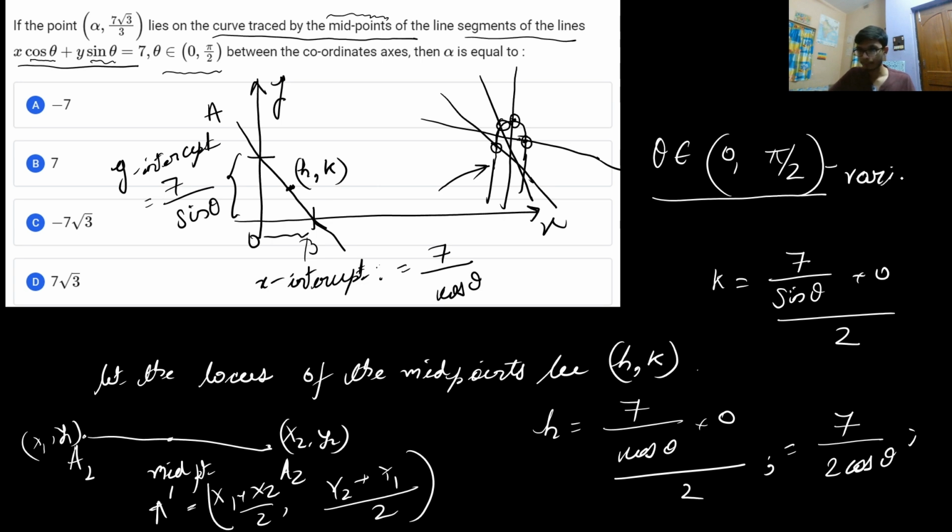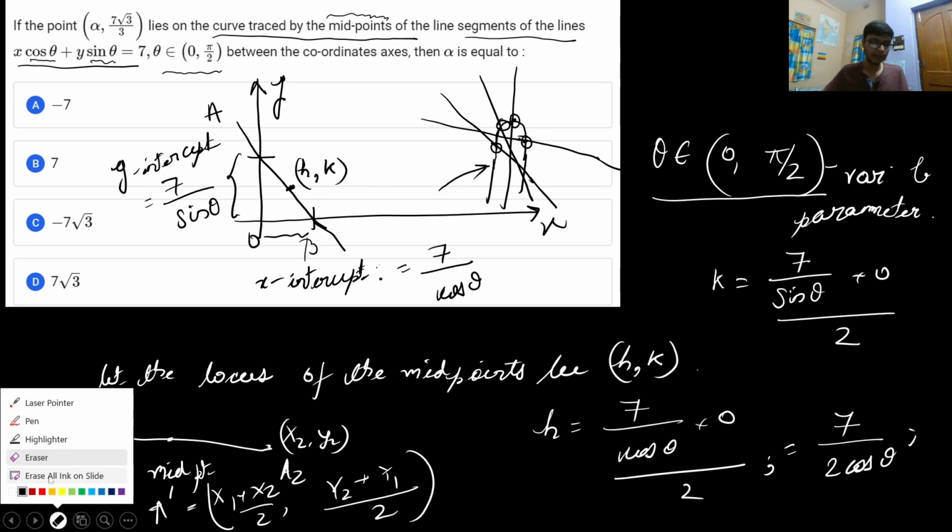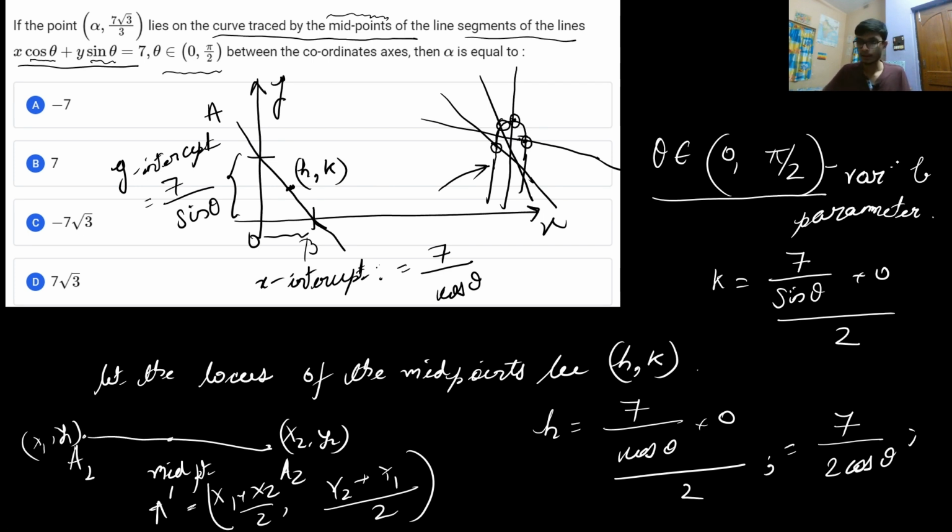So definitely you need to eliminate the value of theta from this and get an equation which will only contain h and k. Okay. So what I know is a very important trigonometric identity, that is sin square theta plus cos square theta is equal to 1, for all theta belonging to the real numbers.